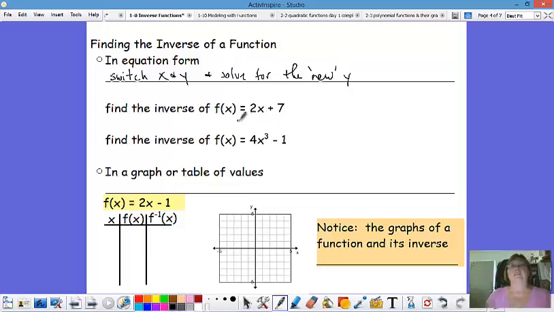Alright, so if we're going to find the inverse of 2x plus 7, and we realize that f of x means y, it says we switch x with y. So we're going to say x equals 2y plus 7. We're going to solve for the new y. So we subtract 7: x minus 7 equals 2y. We divide by 2: x minus 7 over 2 is the same thing as y. There's the inverse.